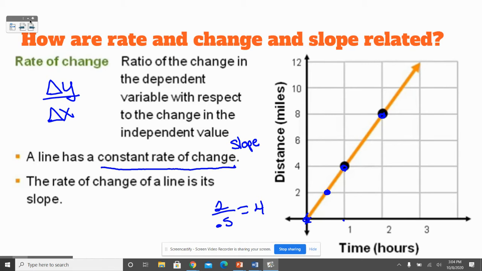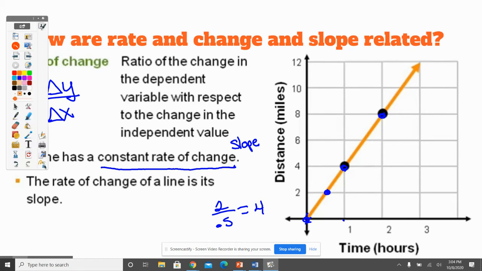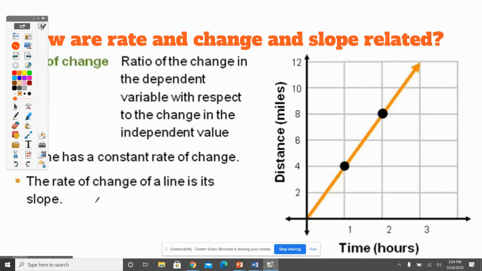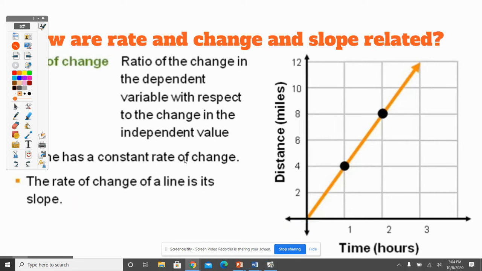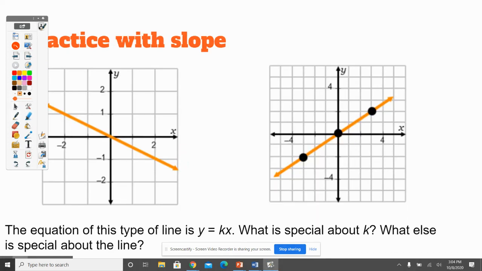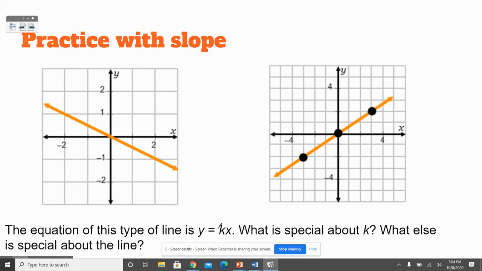Only lines have slope, but all graphs have rates of change. So that's important for you to write down. Only lines have slope, but all graphs have rates of change. Lines are the only ones that have a constant rate of change, no matter what points you pick. So let's practice with slope or rates of change of these lines, okay?